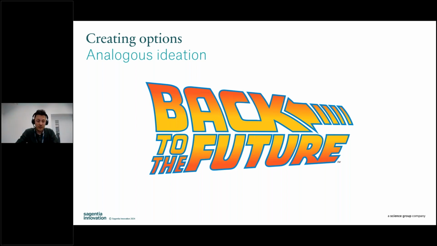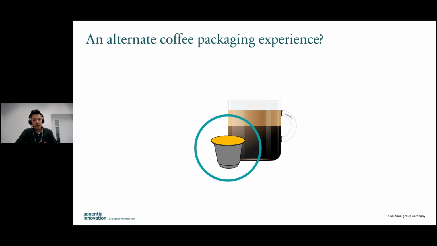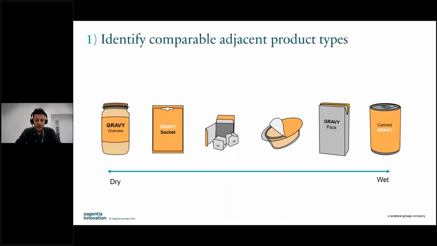So if we think about an alternate coffee packaging experience, so that's your business that you're in, what might a different package experience be for coffee? Well, the first thing to do is to identify a comparable adjacent product. So here we could think about gravy granules. Gravy granules come in all manner of product formulations and also primary packaging.